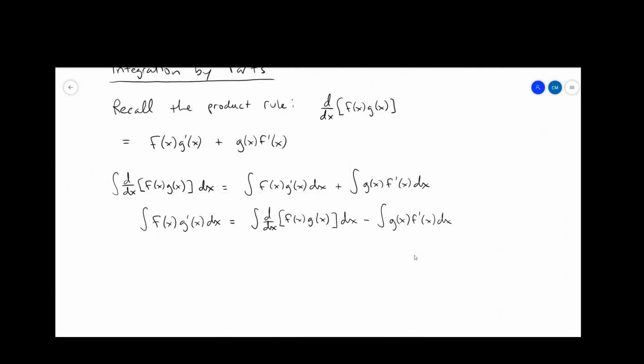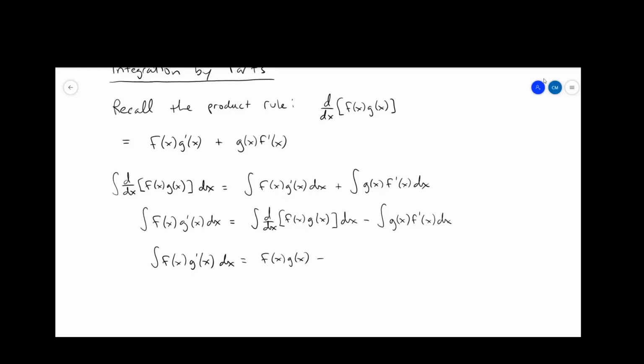Notice what happens in particular right here, when you take the integral of a derivative. Aren't the integral and the derivative kind of inverse operations of each other? And so when you integrate a derivative, don't they just tend to cancel each other out? Basically what we get is this. Yeah, we get the original function back. So in this case, we're just going to get f of x, g of x.